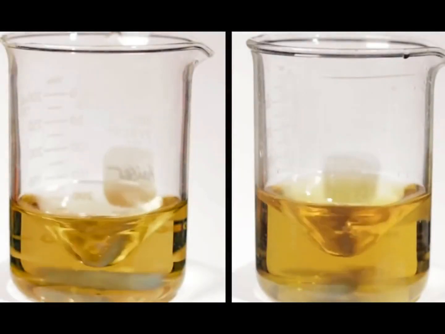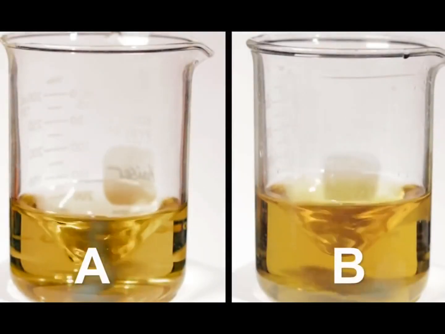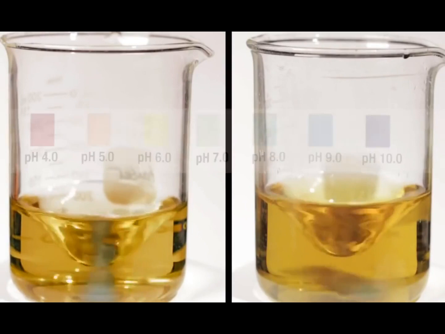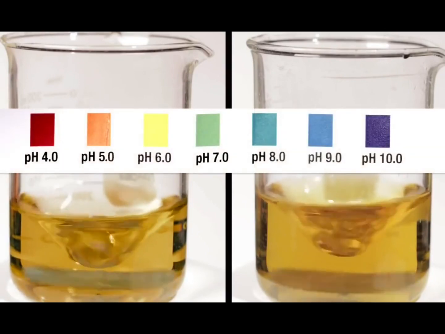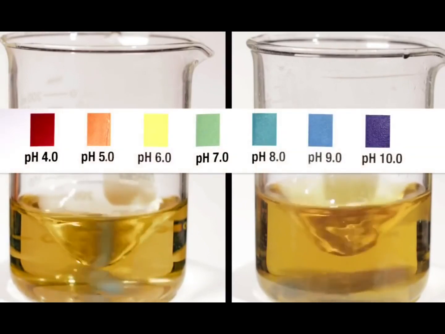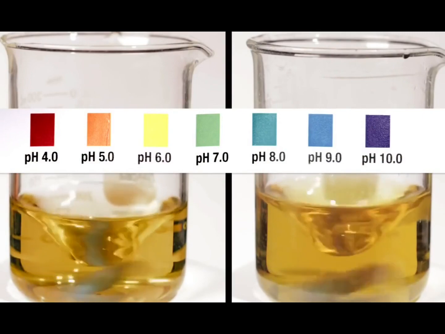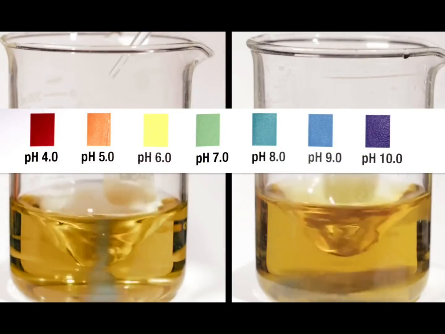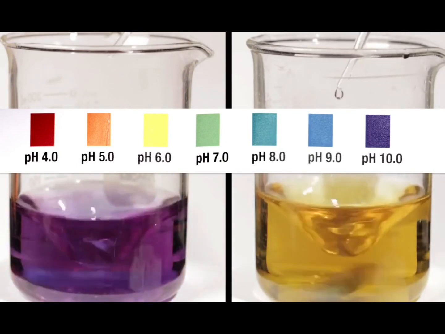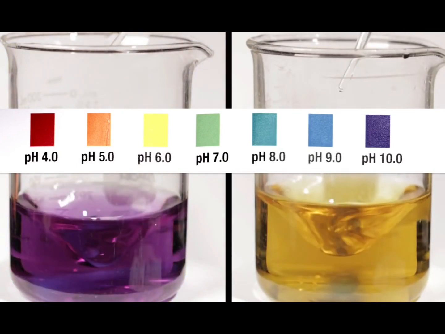Here are two solutions, A and B, to which I've added universal indicator. Here's the color key. As you can see, both of these solutions are around pH 6, or very slightly acidic. Now, I'm going to add concentrated sodium hydroxide, which is a strong base, to each solution. It only took 1 drop of strong base to dramatically raise the pH of solution A. After 1 drop, the pH of solution B hasn't changed.